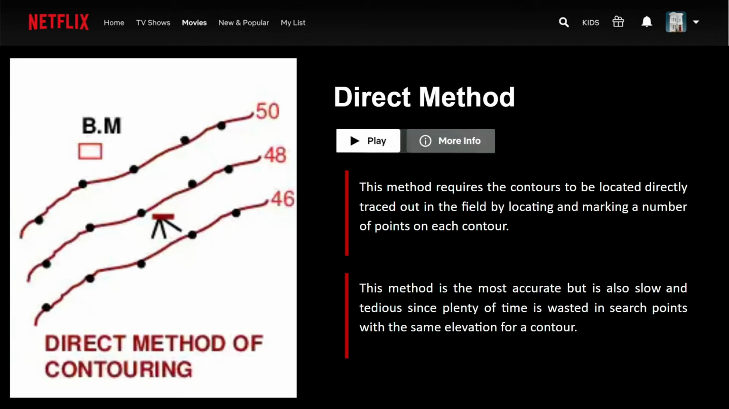So one of the methods is the direct method. This method requires the contours to be located directly, traced out in the field by locating and marking a number of points on each contour. So this method is accurate, but it's also tedious since you'd be wasting time searching for points with the same elevation for a contour. Next slide, please.